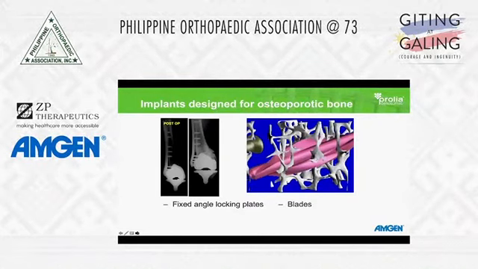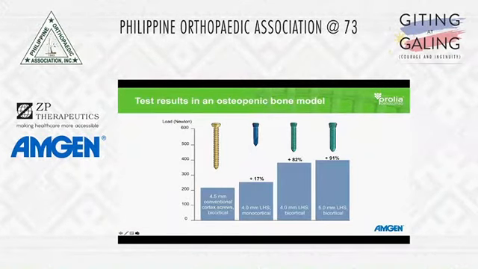Implants designed for osteoporotic bone include the use of fixed angle locking plates and bone sparing methods like using blades rather than screws which drill out holes in the bone. The use of locking head screws has also improved the fixation of the pull-out strength due to both the increase in the root diameter as well as the stability brought about by the locking of the screw to the locking plate itself.